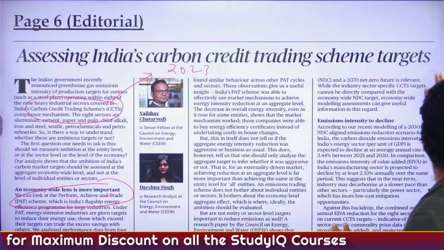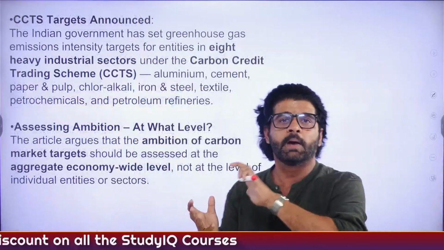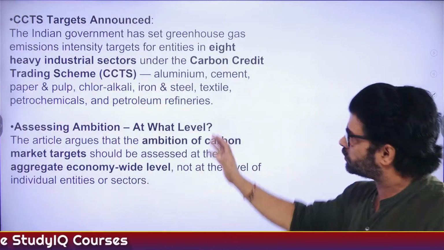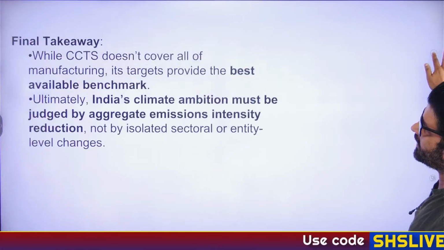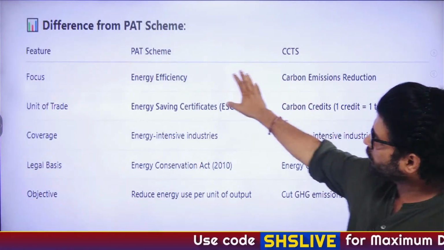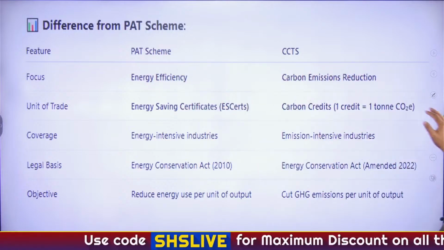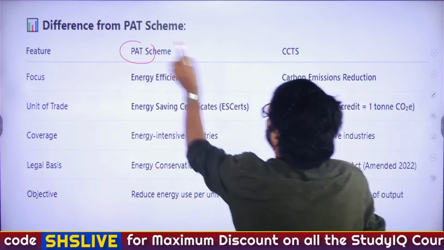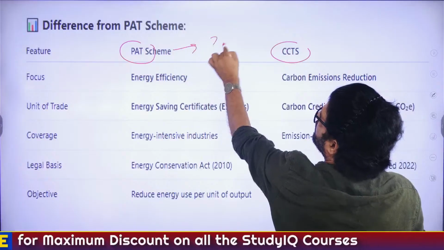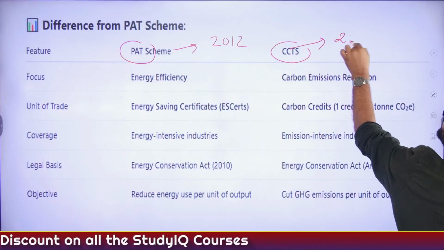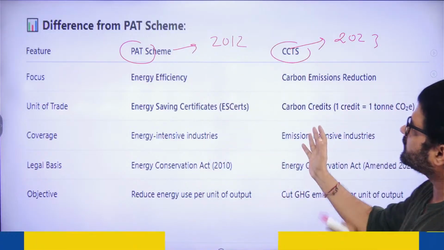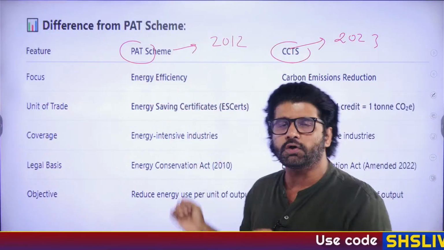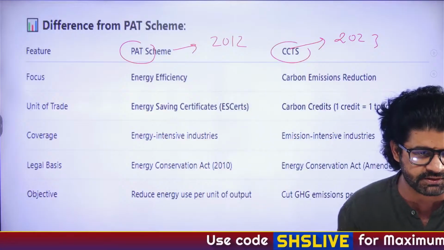And I have seen it in my tenure also when I was preparing. Most of the people don't understand these things. So you will understand. Okay, we'll talk about all these things. First of all, let's go to the comparative analysis, which is the most important part. Let's focus on these two words, PAT and CCTS. Perform, achieve, trade 2012, CCTS 2023, both lie under the Ministry of Power, but the focus is different. PAT focuses on energy efficiency, as we have just discussed.